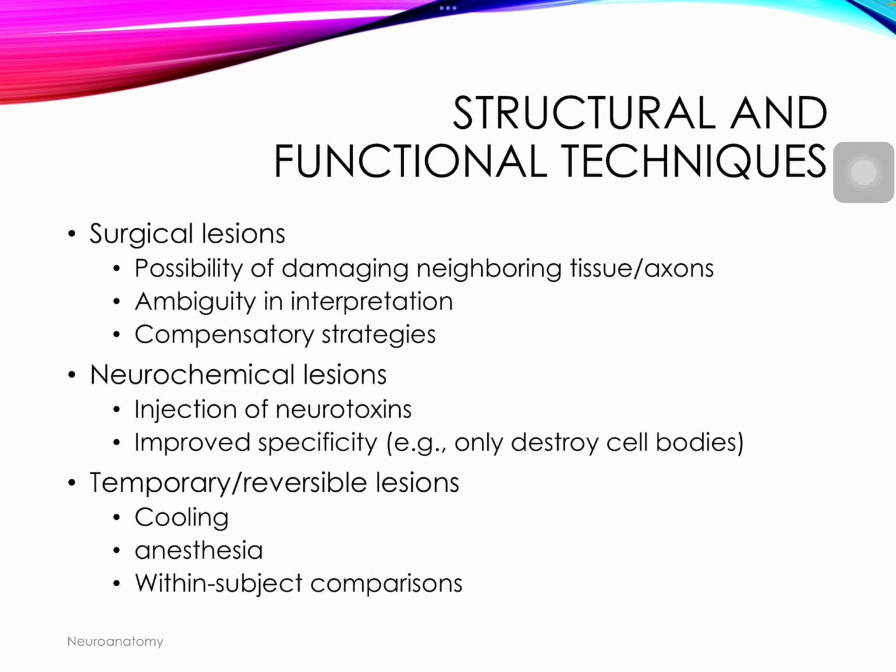So surgical lesions can be really messy. They can be ambiguous in terms of interpretation. We can also do neurochemical lesions. So basically you inject a neurotoxin, and this is better because, especially if you want to go subcortical, you might not be damaging any of the neighboring tissue. So it does help you become more specific. Also, if you want to only target like cell bodies or axons, you can get much more specific with a chemical than you can in surgery.